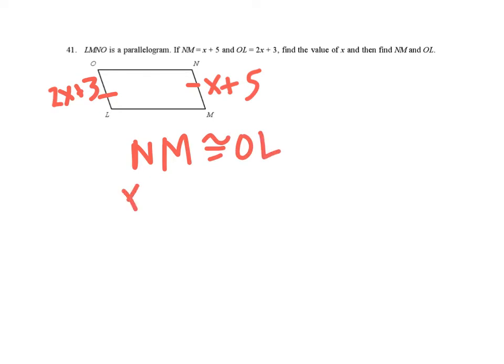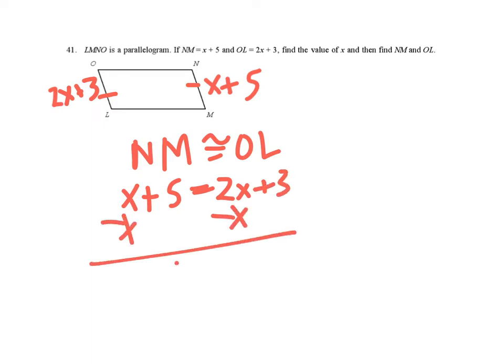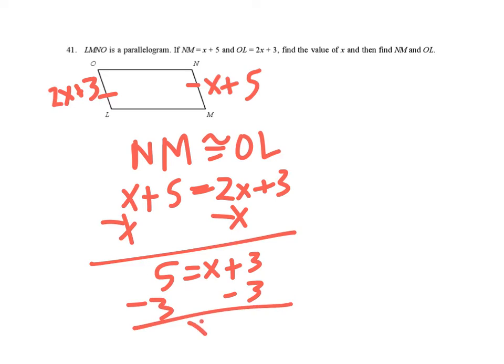So that means x plus 5 equals 2x plus 3. We're going to go ahead and subtract x from both sides, and we get 5 equals x plus 3. Subtract 3 from both sides, and we get x equals 2.